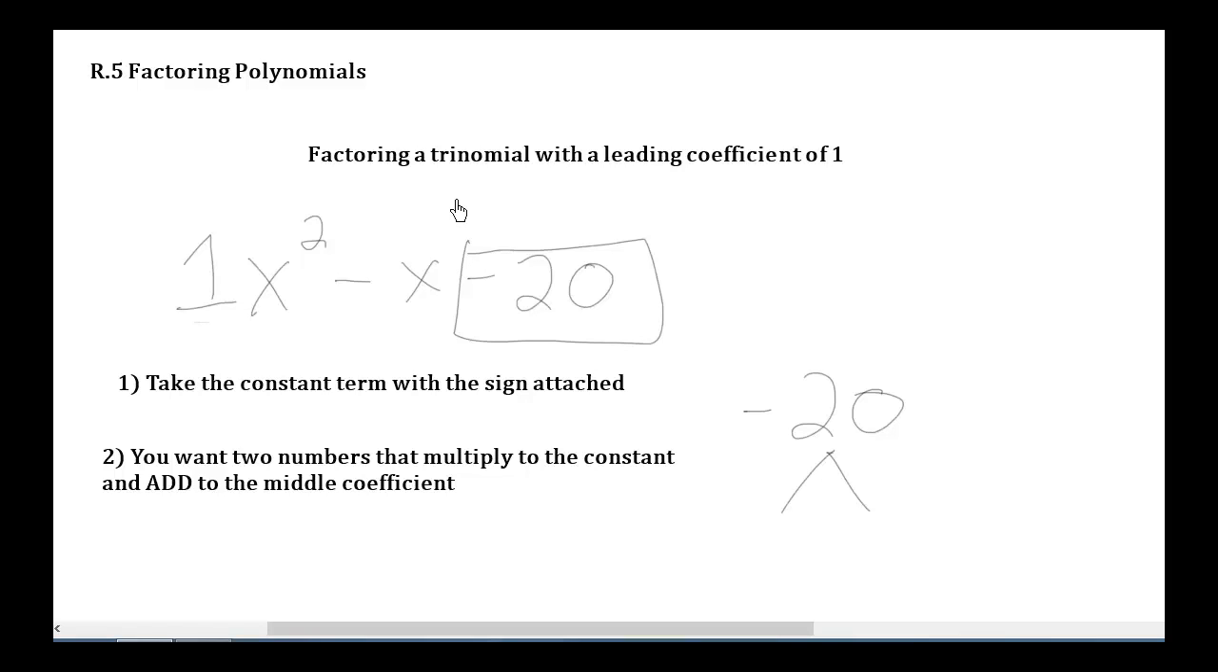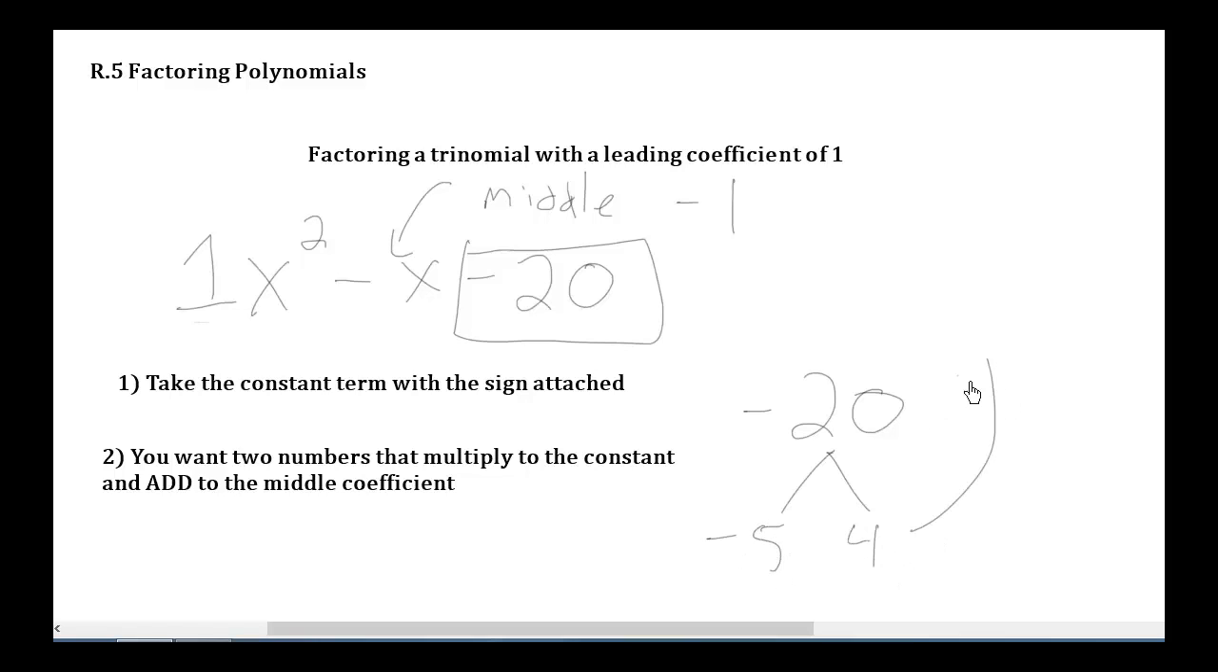So the middle coefficient would be here. My middle coefficient would be a minus 1. Again, with the sign attached. So this is minus attached to that coefficient. So I'm looking for numbers that multiply to minus 20 and add to minus 1. So factors of minus 20. You got 1 and 20, 2 and 10, 5 and 4. Oh, that'll work. You got a minus 5 and a 4.